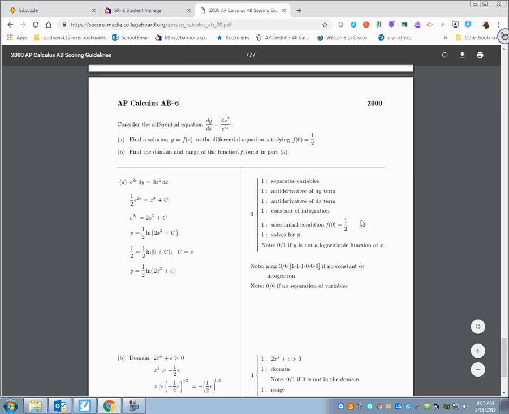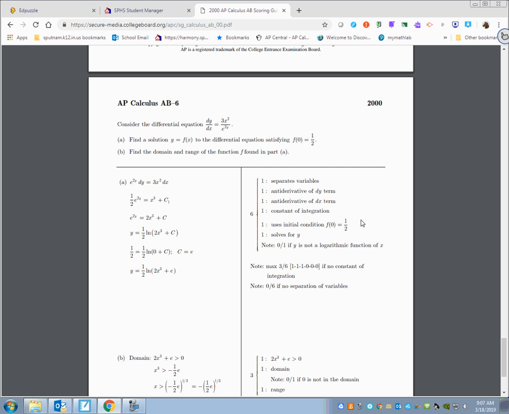So, on this one, it was worth 6 points for part A. I will tell you, usually it's 4 or 5 anymore. This was a long time ago. But again, they usually give you a point to separate your variables, at least 1 point for your antiderivative, 1 point for your constant, like remembering plus C, 1 point for plugging in your initial condition, and 1 point for solving for y. That's a lot of points. If you don't separate your variables, 0 out of 6 points for you. And so you have to recognize if there's 2 variables on the same side, you have to separate those.